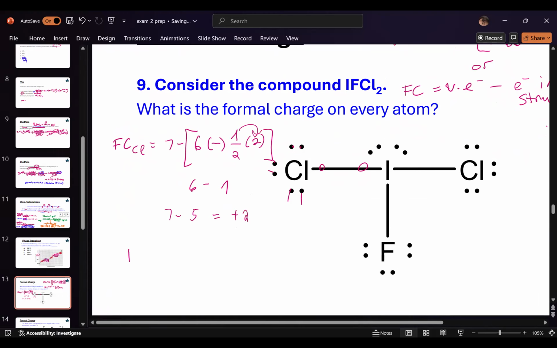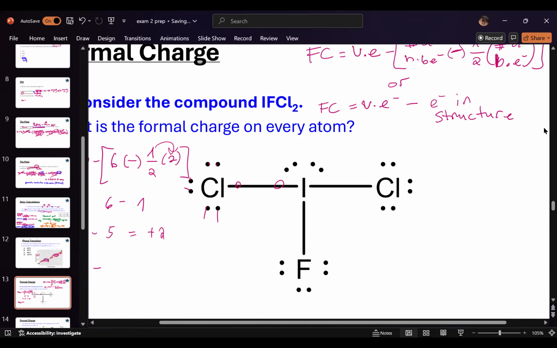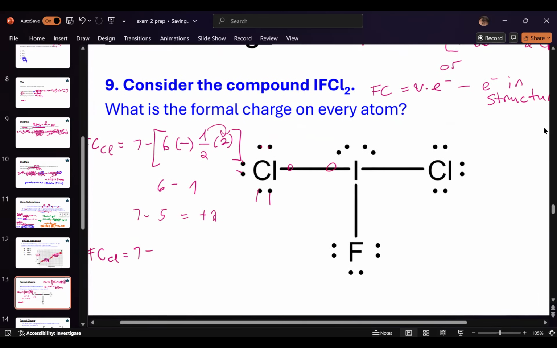Now I can use the other one. I can show you how to use the other one. FC of chlorine: again, valence electrons minus number of electrons in structure. So it will be 1, 2, 3, 4, 5, 6, 7.